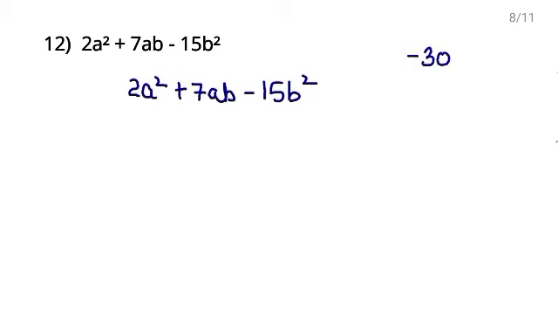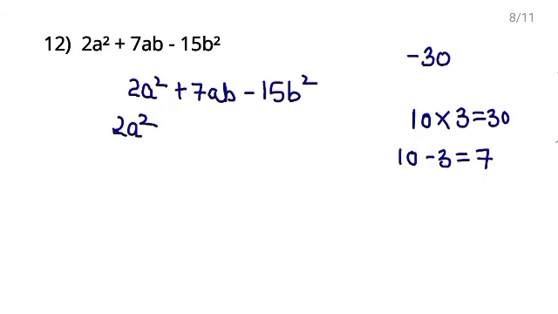We need to find factors of 30 such that adding or subtracting them gives +7, right? You can find them with the process I explained in the previous question, but I am doing this directly because I know 10 3s are 30. Multiplying 10 and 3 gives 30, and subtracting them gives +7. So we can use these factors. So 2a square, this 7ab can be written as 10ab minus 3ab minus 15b square.